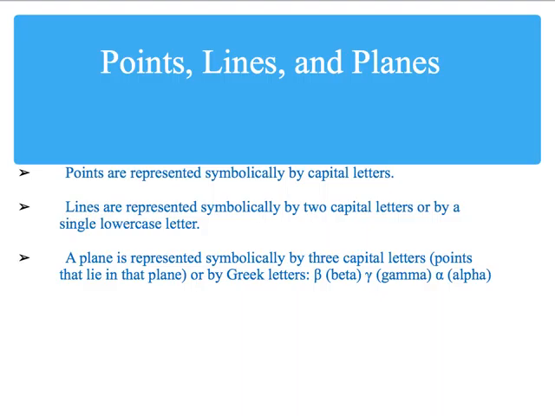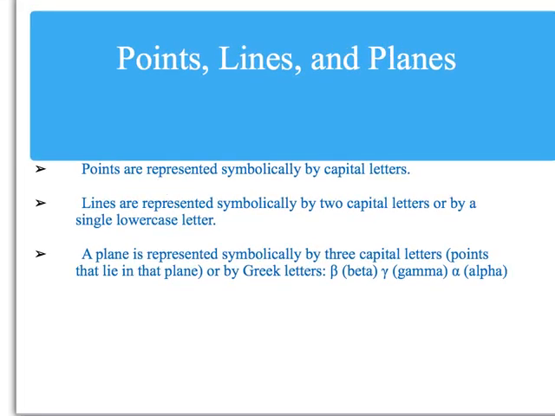So the first thing that you need to know is that points are represented symbolically by capital letters. Lines are represented symbolically by two capital letters or by a lowercase single letter. So if I have a line that looks something like this, and it has 2 points on it, A and B, I would call that line AB, so I would put the line symbol above it, or I might just refer to it as line l, lowercase l.